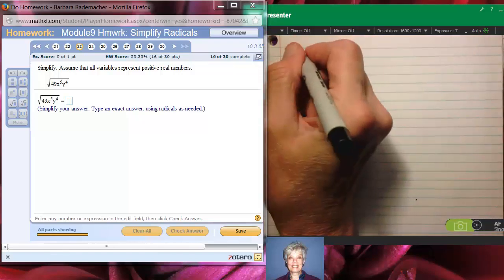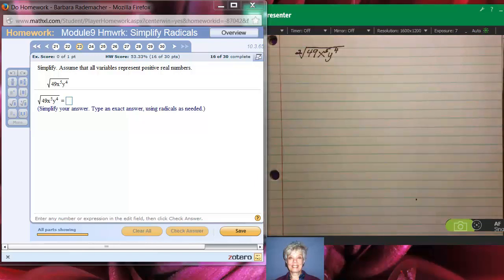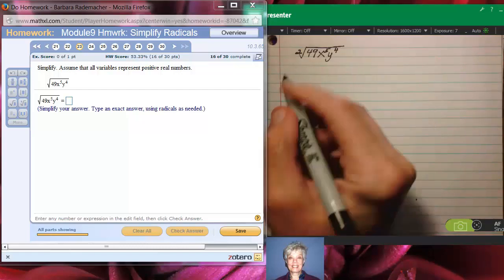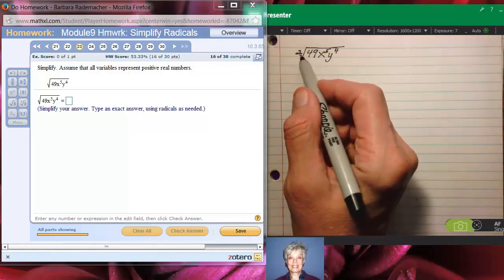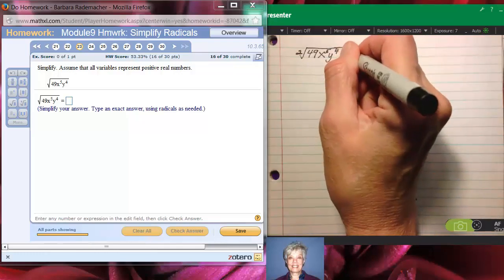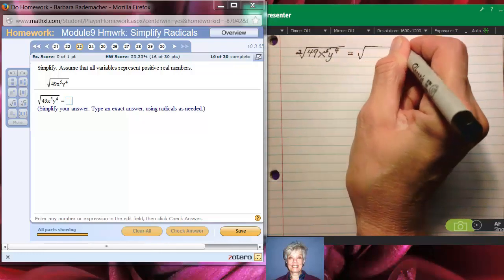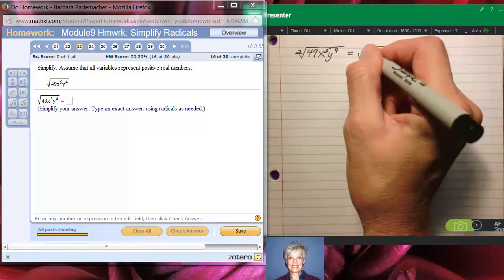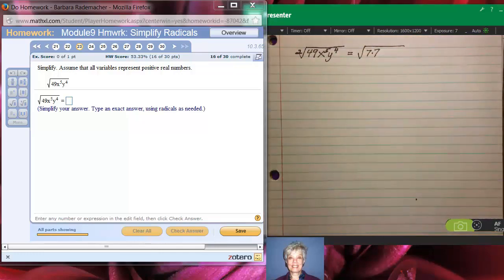All right, remember that we have an index of 2 here because it's a square root. It's not something you actually write, but it's there. That means we need two of everything. I'll show you what I mean. I need to break 49 down into two things, and look at that. It's a perfect square, so it breaks down into two sevenths.